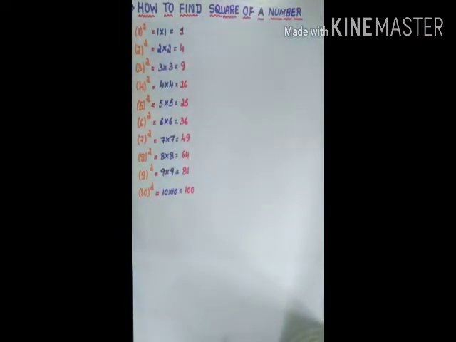When the teacher asks 11 square, 12 square, or 13 square, or 45 square, or 95 square, or 75 square, normally we are getting confused, or we are taking a lot of time to get the answer, or we will get an error in the answer. How to rectify all these things? Let's see. Today I will clear.